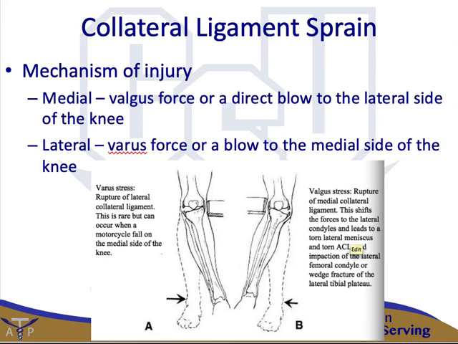The LCL attaches the femur to the fibular head, which is on the lateral side of the knee, and it assists in limiting knee rotation and extension. This is the opposite mechanism than the MCL, as we have a varus force, or a blow to the medial side of the knee. And when we look at these two, the MCL is more commonly injured because there are a lot more blows that you can get from the outside of the knee compared to getting hit on the inside of the knee.